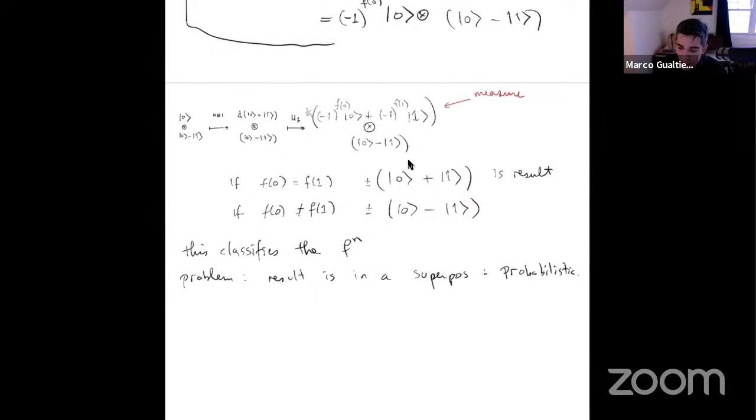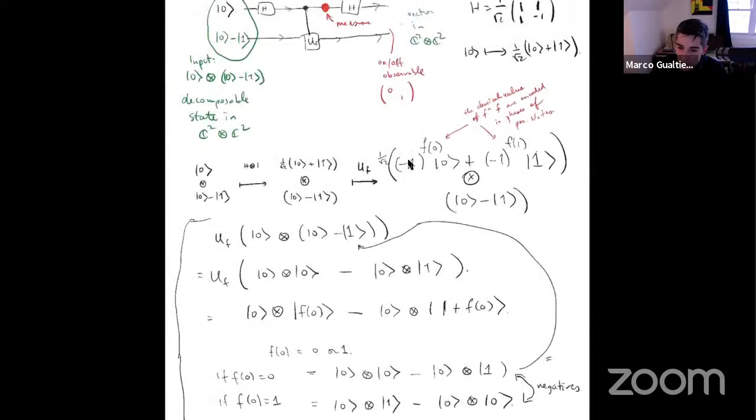Okay, so now let's do a second measurement. Let's do the Hadamard.